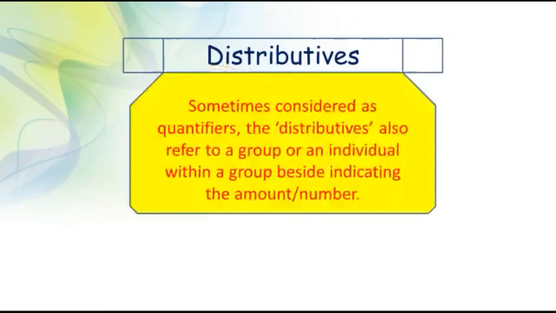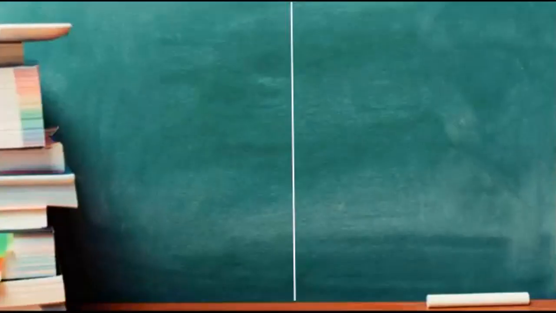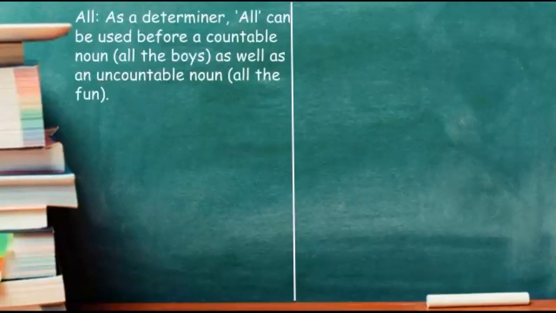So the next topic is distributors. Sometimes considered as quantifiers, the distributors also refer to a group or an individual within a group, besides indicating the amount or number. So it does not indicate the amount or number. First one is all. As a determiner, all can be used before a countable noun. For example, all the boys, as well as an uncountable noun. For example, all the fun.